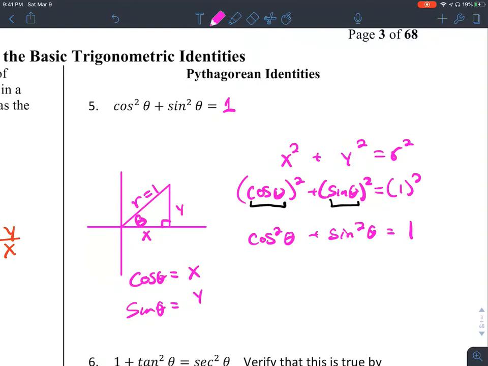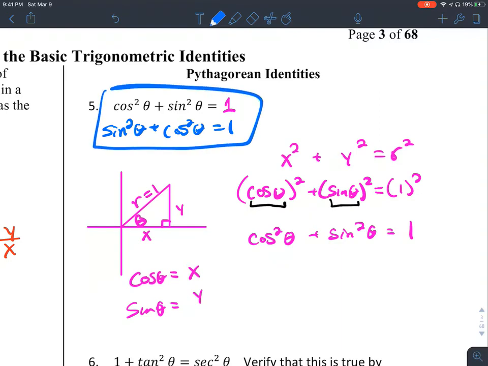Typically, you will not see it written that way. It is written that way here for effect, that it's x squared plus y squared equals r squared. Typically, you will see it written as sine squared of theta plus cosine squared of theta is 1. It just comes off the tongue better. But those are the same identities. Just one has cosine written first, one has sine written first. That's Pythagorean identity number 1.